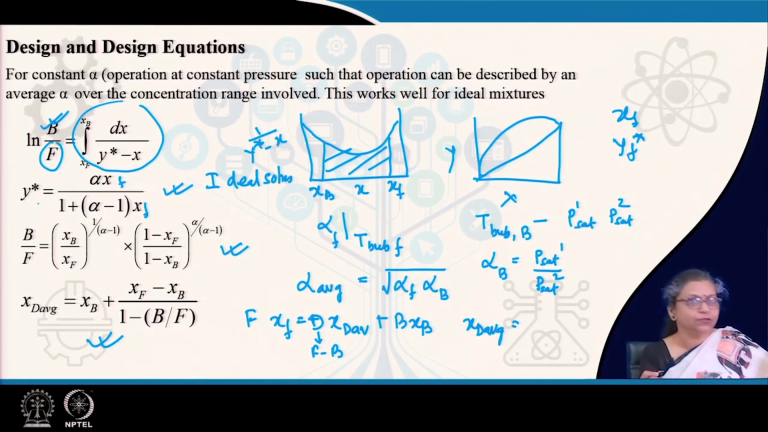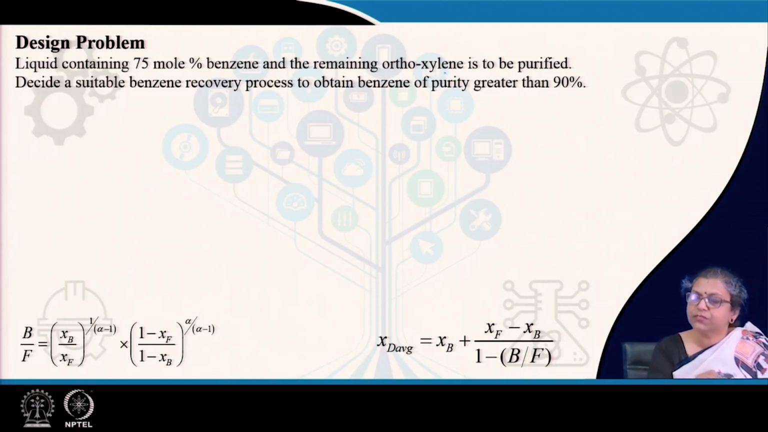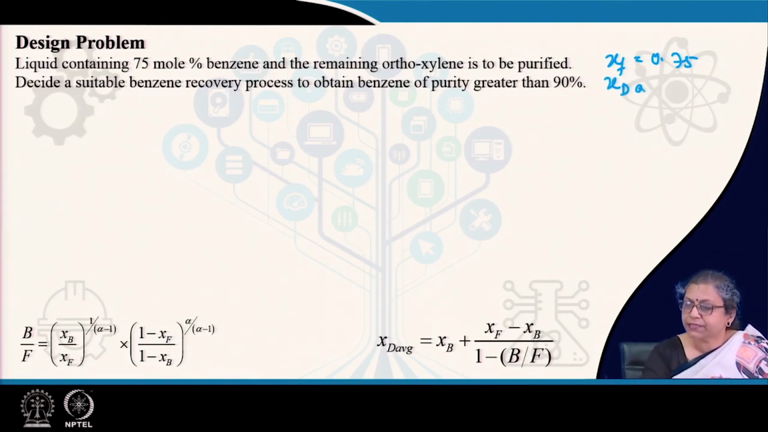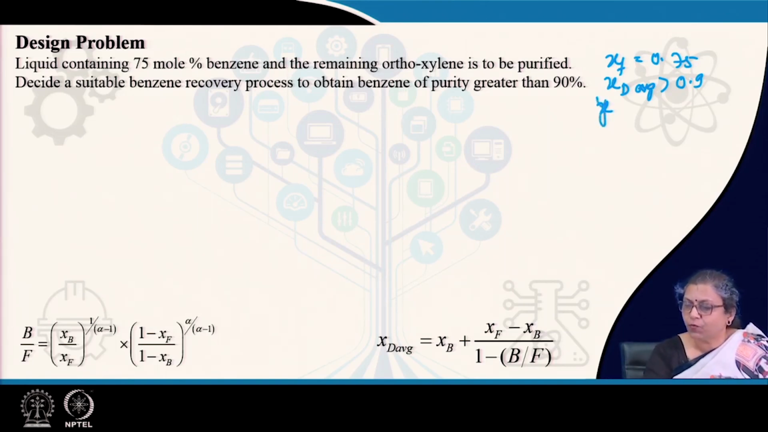Just to give you a very concrete example, say we have started with a liquid which contains 75 mole percent benzene and say 25 mole percent orthoxylene, which means that your xF equals 0.75. Now, we need to design a suitable recovery process for the benzene, such that we would like to have xD average greater than 0.9. Whether we can do it or not, for that we need to find out what is the y star F, rather the y star which is in equilibrium with the feed composition.